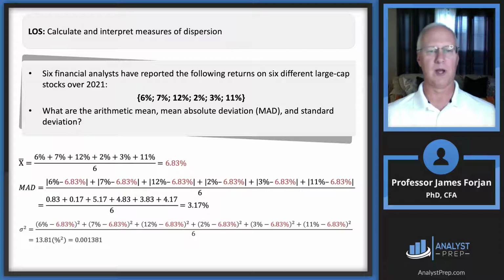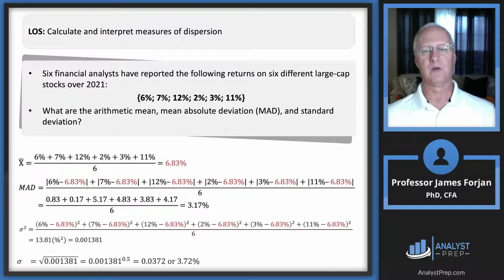There's the sigma squared. And notice that we do the same things, but we're squaring that difference. And then we're going to divide by 6, take the square root of that, we get 3.72%.